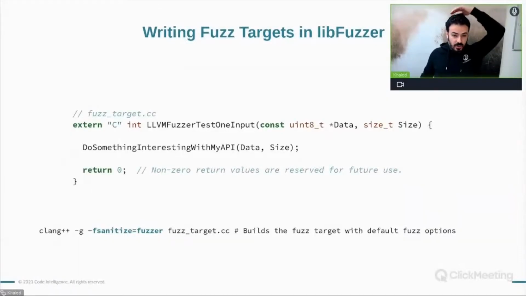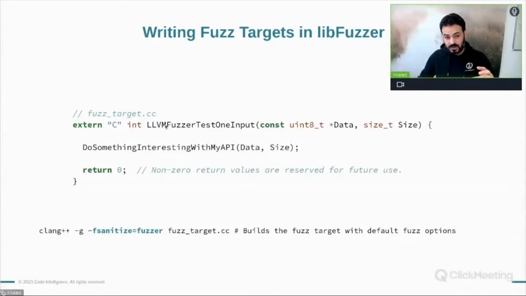So what do we need to do in order to write a fuzz test using libFuzzer? We need to write a function that has this signature. It's called LLVMFuzzerTestOneInput, and it takes two arguments: a data buffer and a size. Inside this function, I can call my API, my function that I would like to test. You can think of this function as an entry point for the fuzzer.